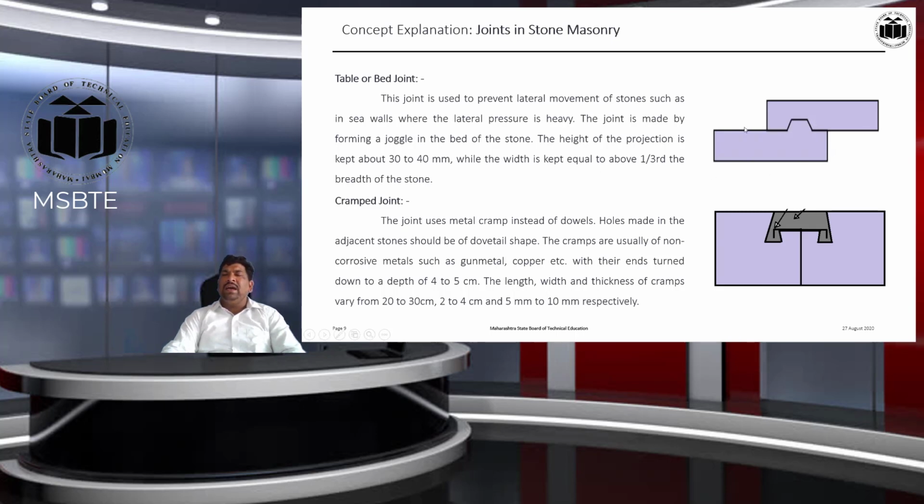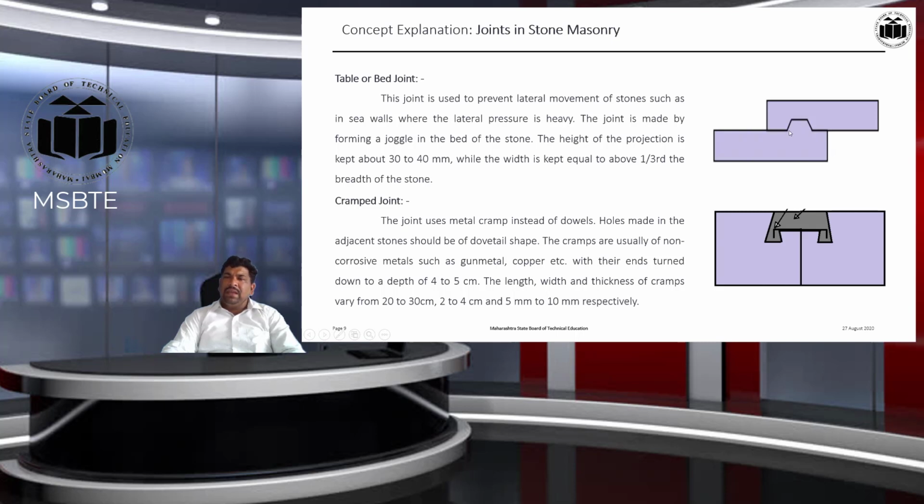So basically, this type of joint is provided where lateral pressures are there. For example, on this particular stone masonry or this stone, if lateral pressures are applied on this side or this side, then it should not be displaced from its place, and that's why the table or bed joint is provided.